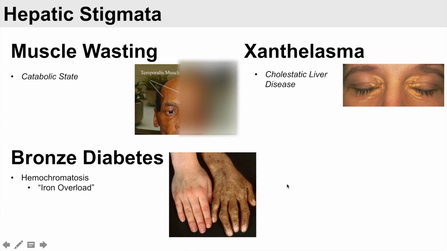Bronze diabetes is known as bronze diabetes because of the discoloration, and it's associated with hemochromatosis, which is a genetic condition leading to an iron overload. These patients have high iron levels, and it's called bronze diabetes because these iron deposits actually occur in the pancreas as well, which leads to problems in insulin production and secretion, leading to diabetes. So in these patients, you see not only a bronzing of their skin, but you can also see diabetes as well.